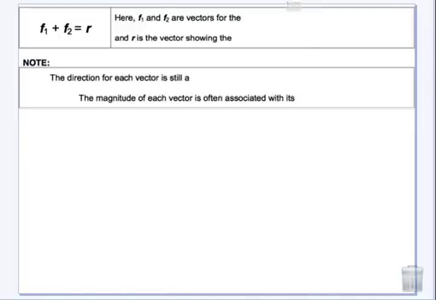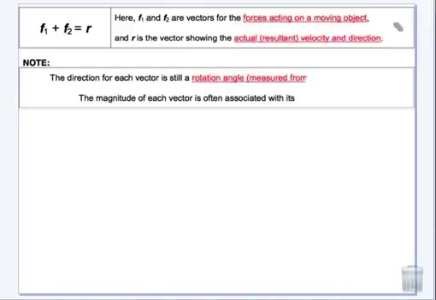Okay, so if you have two forces acting together, you'll get a resultant. Here, F1 and F2 are vectors for the forces acting on a moving object. Okay, we're going to make them vectors. They're just two different forces acting on a moving object. Okay, and R is the vector showing the actual resultant, velocity, and direction. Okay, the main thing here is we are changing magnitude to velocity. Okay, all right.